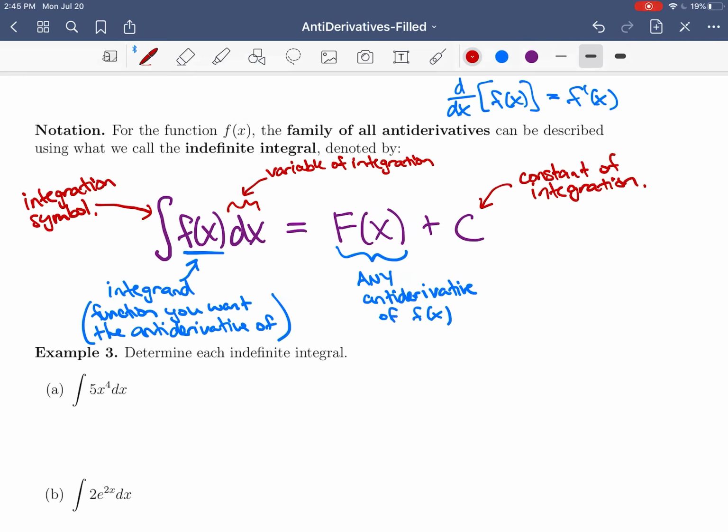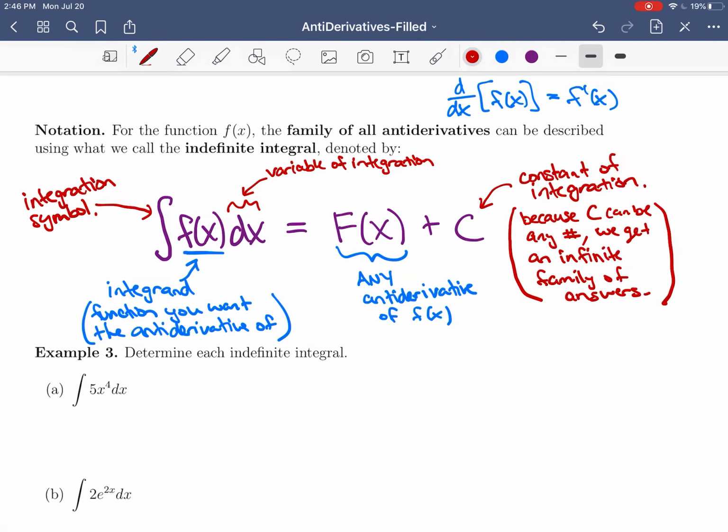So because c can be any number, we get an infinite family of answers here, or antiderivatives. So c is just some constant. So that's what we do to say that we want to find all the antiderivatives of a given function. So that's the idea.